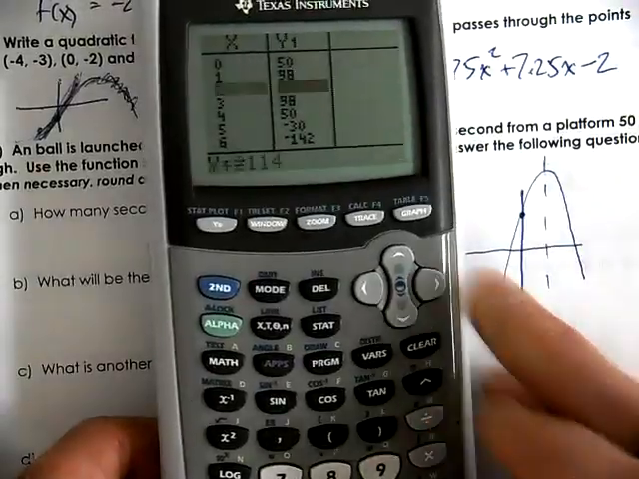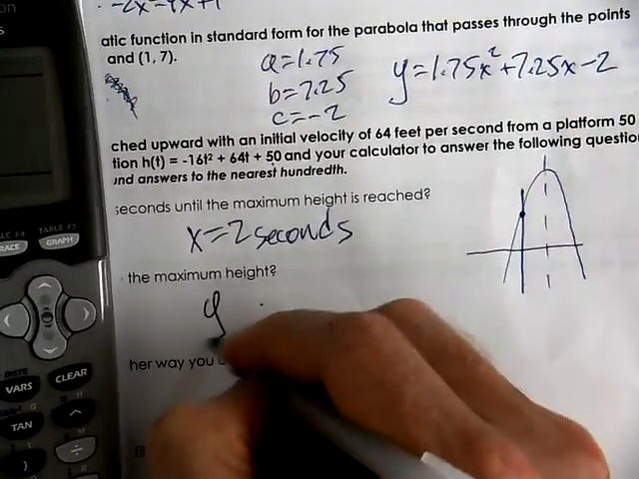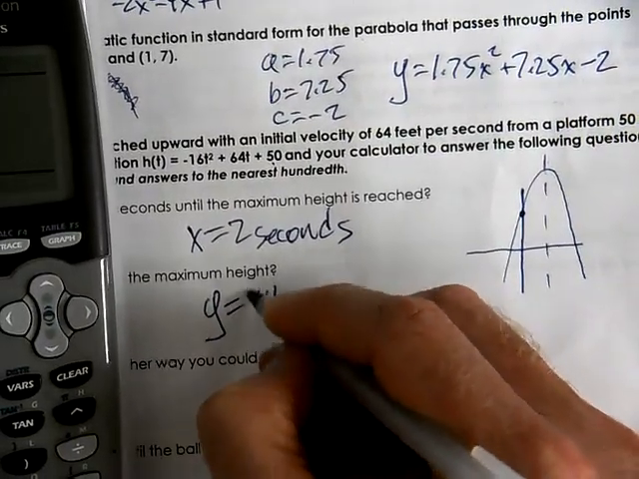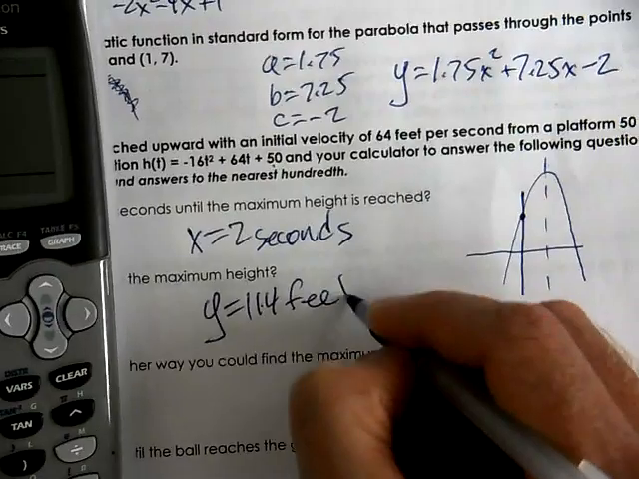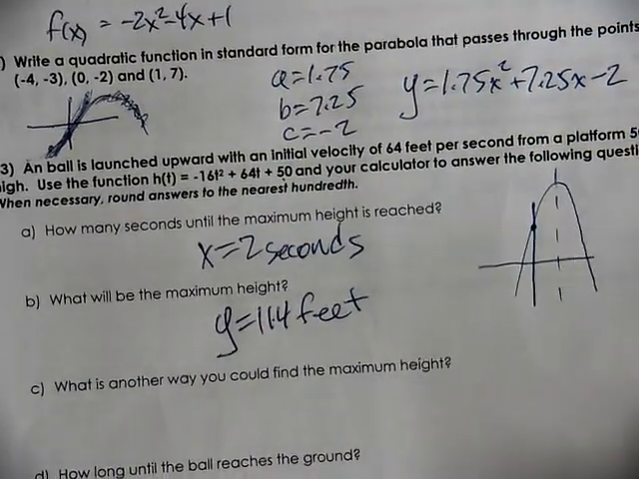That gave us our maximum y value. What is the maximum height? Y equals 114 feet. What is another way you could figure this out?